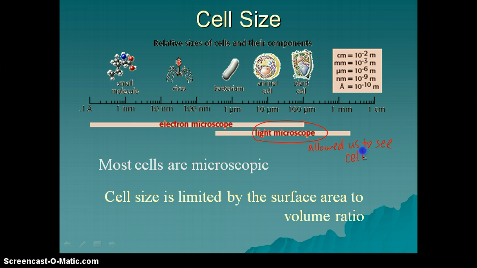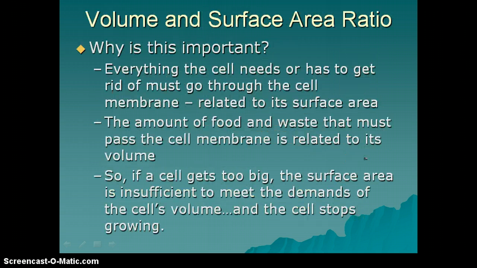Without this invention, we couldn't see cells, and we didn't realize what they were or how they existed. So when we look at cells and how they function, volume and surface area ratio are extremely important. Everything the cell needs or has to get rid of must go through the cell membrane.